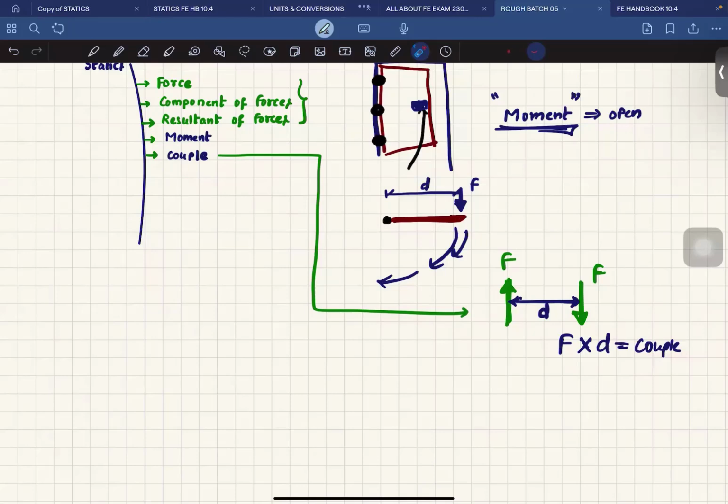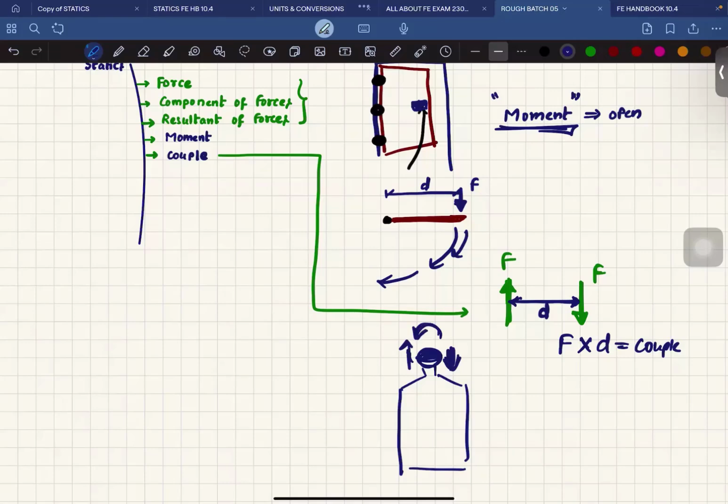So tell me guys, where have you seen this? I'm saying plenty. Opening a bottle cap. Yes, one of the answers is opening a bottle cap. If this is my bottle and this is my cap, with two fingers you try to rotate it. There is one force here and another force here acting in the opposite direction, and you are rotating the cap. So there is a couple here.